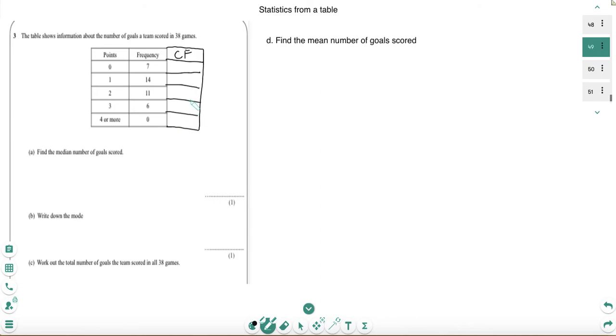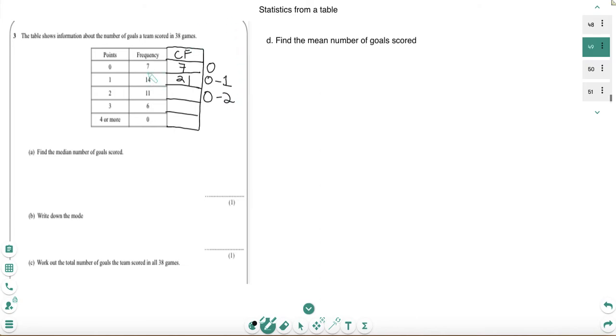What we're going to do is, for the first value, we're going to find the number of games where they scored 0 goals. So it's just still going to be 7. There were 7 games where they scored 0 goals. For the next row now, it's the number of games that they scored between 0 and 1 goals. All right. So now it's 0 goals and 1 goal. So we're going to add these up. So 21 games.